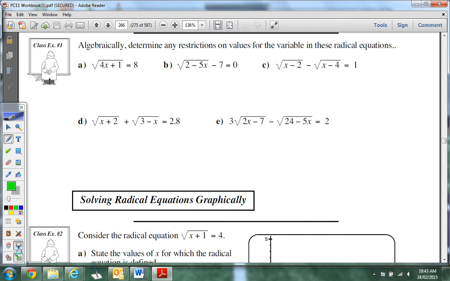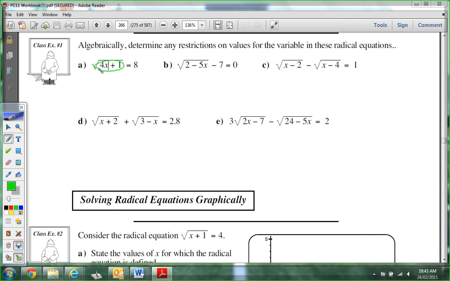Okay, but we have restrictions right inside here. So what we have to do is what we were just doing, we need to set this greater than or equal to 0. The 8's irrelevant. I don't care about the 8. The 8 can be whatever it wants. My only problem that creates restrictions is a negative in the radical. So by doing this, minus 1, divide by 4. X greater than or equal to negative 1/4. That would be your restrictions for that equation.